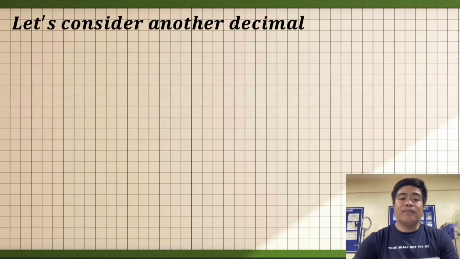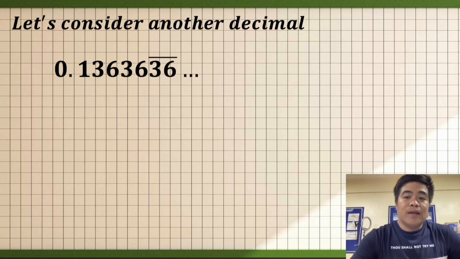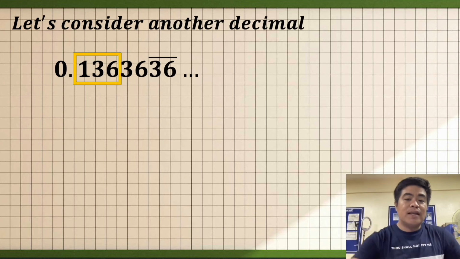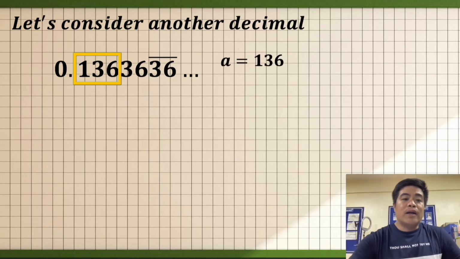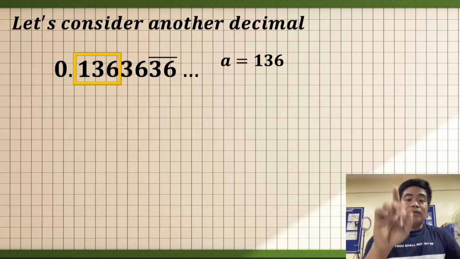Let's consider another one. We have 0.136363636. So as you can see, let's identify our a. 136. Kasi ang a natin is the number from the decimal point before it starts to repeat. Ang repeating natin yung 36, from the decimal point kasama ang 1 bago mag-repeat ang 36. So our a is 136. Ano naman place value ng 136 na yan? Of course, count mo lang kung ilang digit mula sa decimal point. That's 3 digits, 3 zeros. So that's 1/1000, reciprocal ng thousandths.